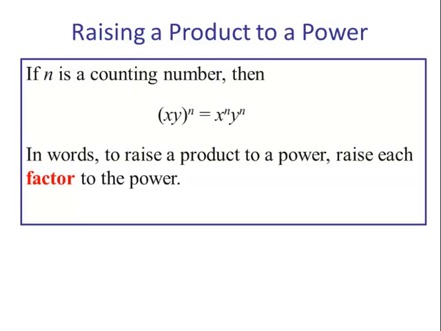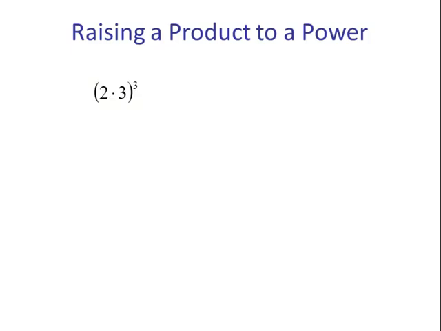If n is a counting number, then the quantity x times y raised to the nth power is equal to x to the nth times y to the nth. In words, to raise a product to a power, raise each factor to the power. Let's try this rule with numbers.